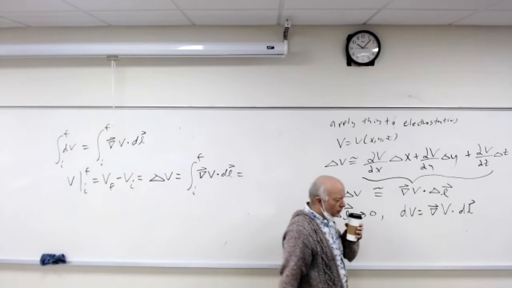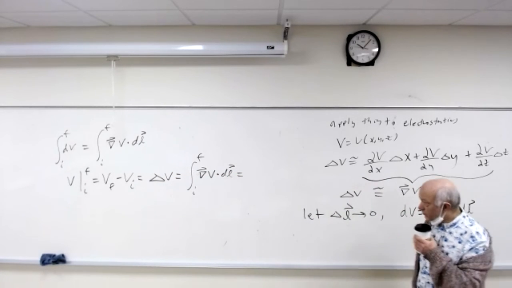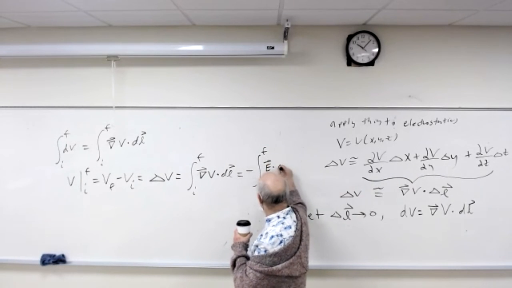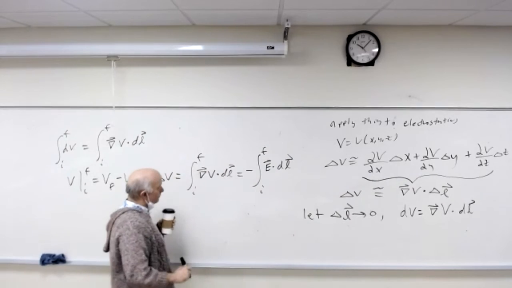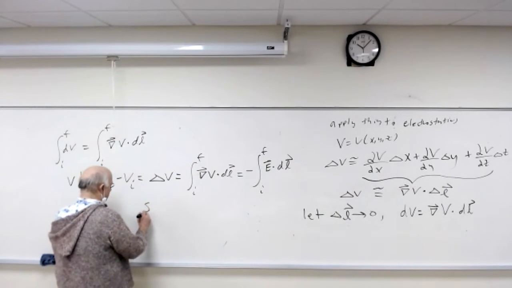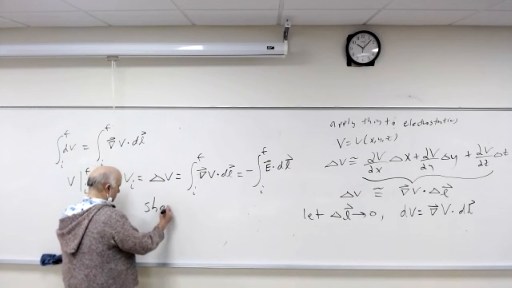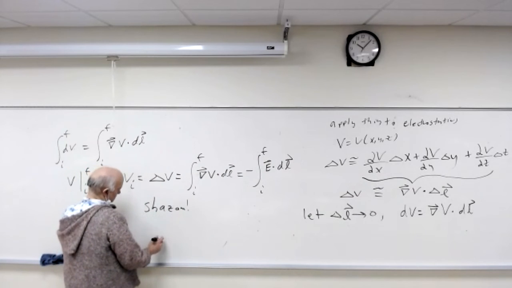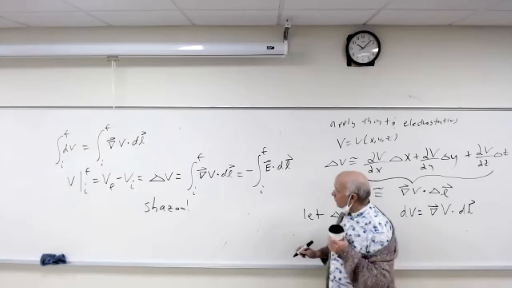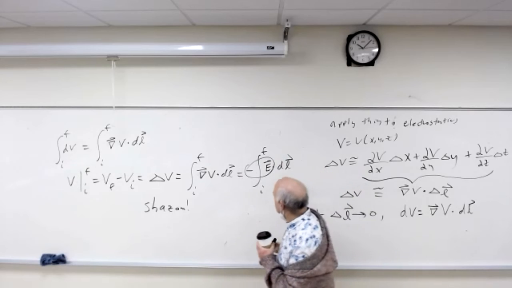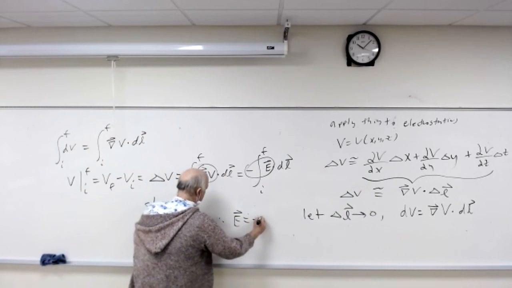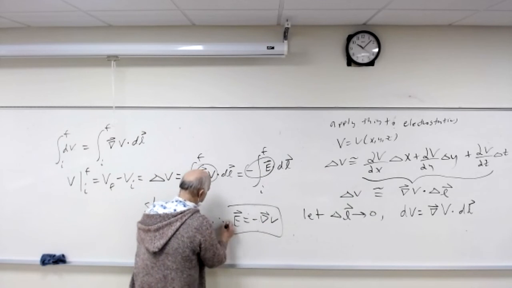But do we have another way of writing the voltage difference? Yeah, negative integral of E times dl. We compare these two. So this guy here must be this guy here. Boom.